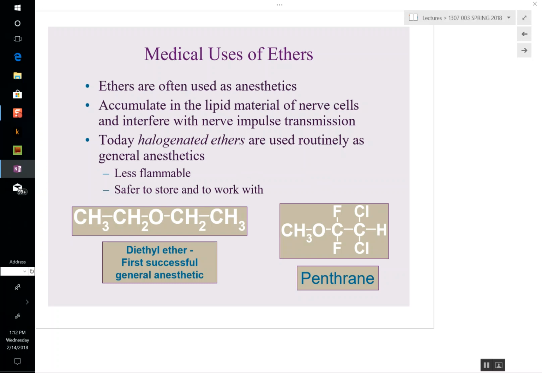Here is a modern day anesthetic, penthrane. Here's a methyl group here. Here is an ethyl group over here, but on this ethyl group there are 2 fluorines and 2 chlorines. It's giving it a certain vapor pressure. It's giving it a certain solubility in your bloodstream and affinity to your blood and your blood cells.